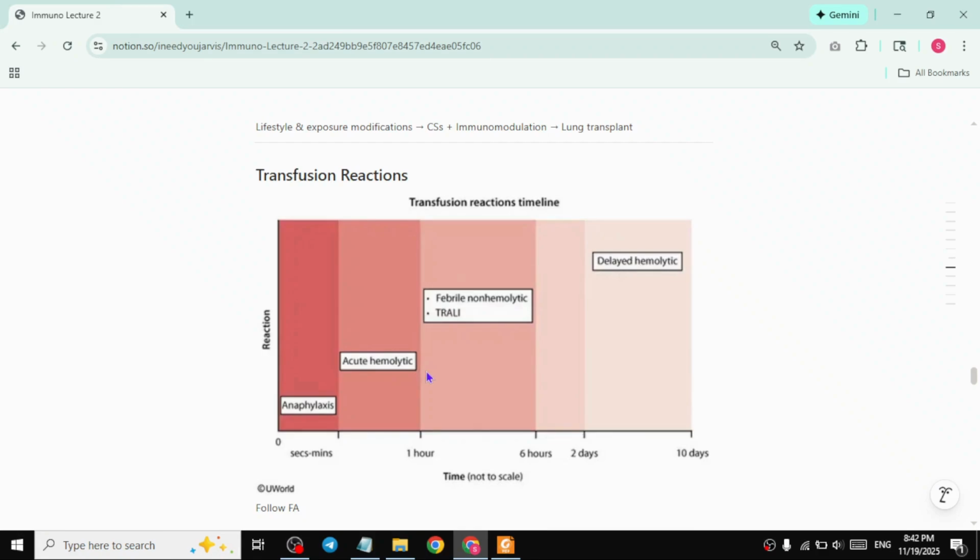All right, so now we're going to get into transfusion reactions. Now, the timeline is of course important, but the symptoms differ a lot, right?